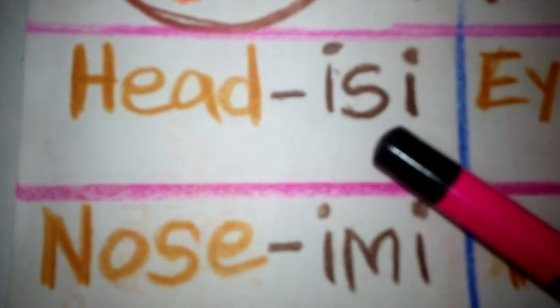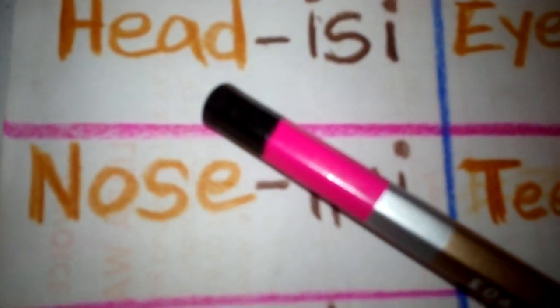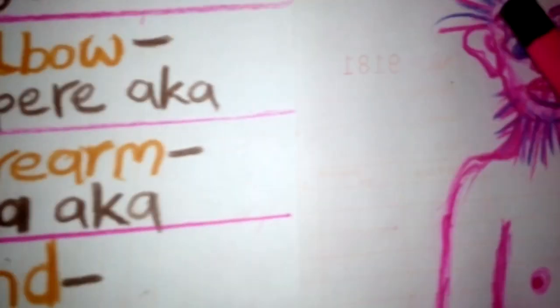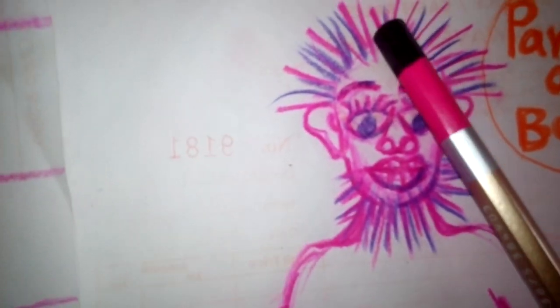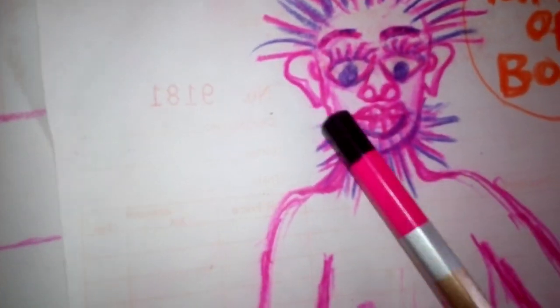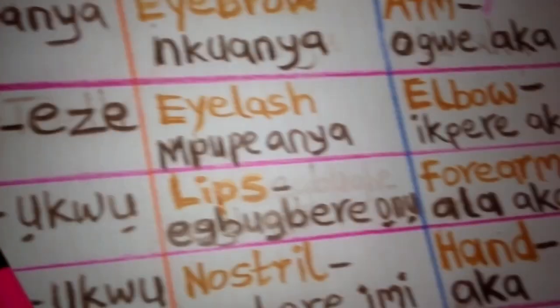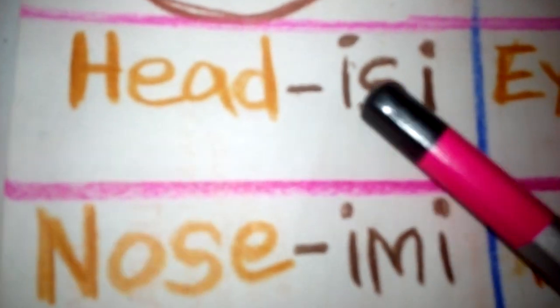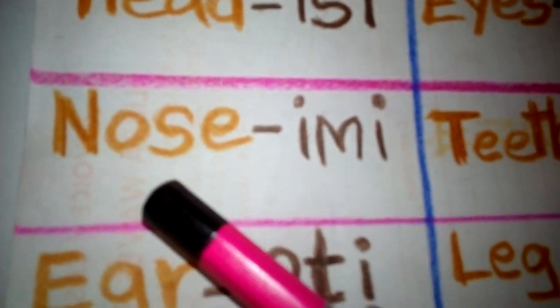Head, isi. Head is isi in Igbo language. Head is this part of the body. This part is called head. That is isi in Igbo language.